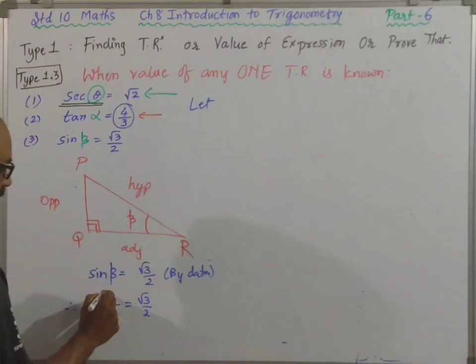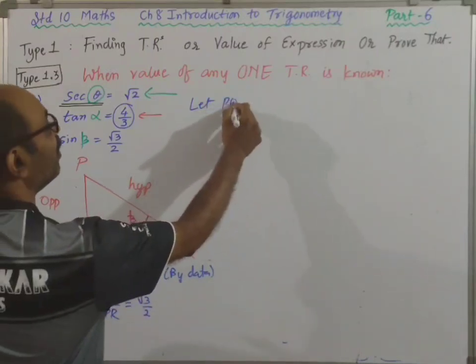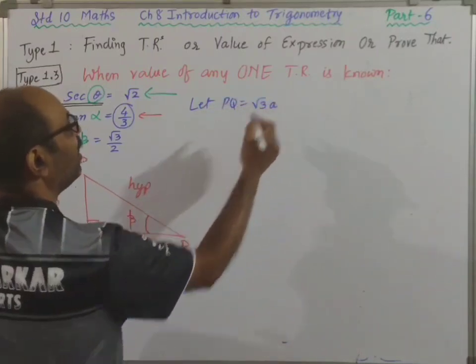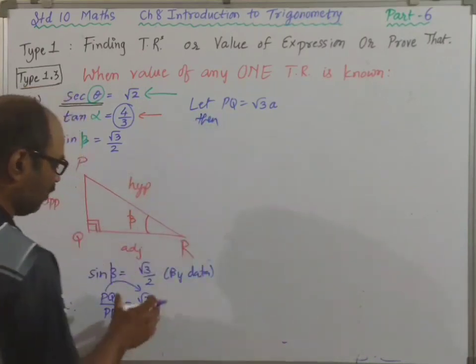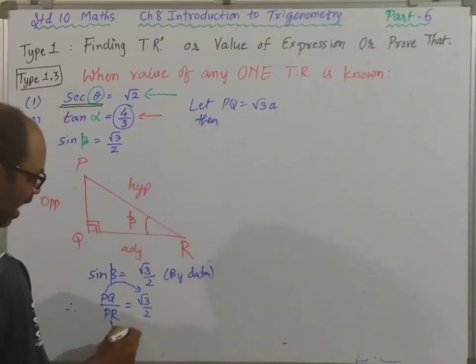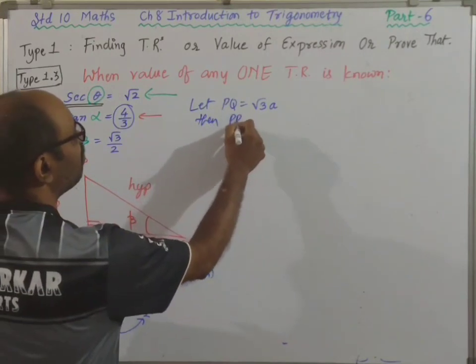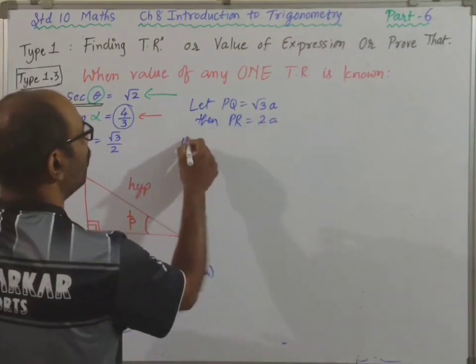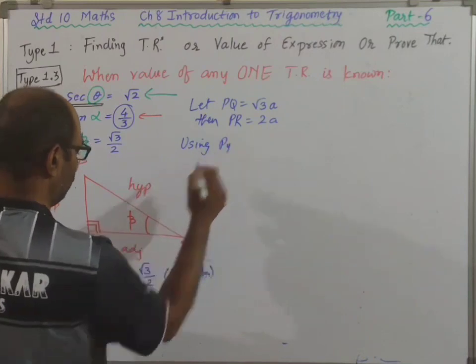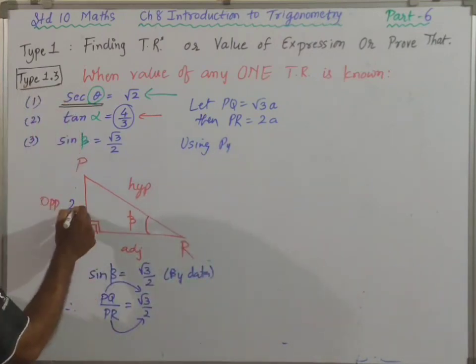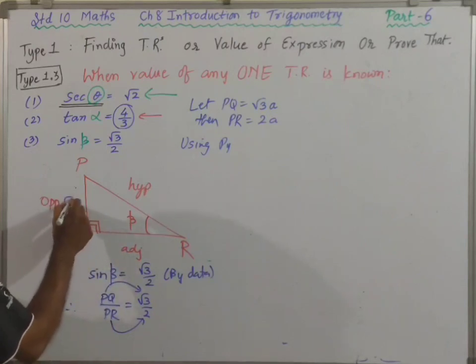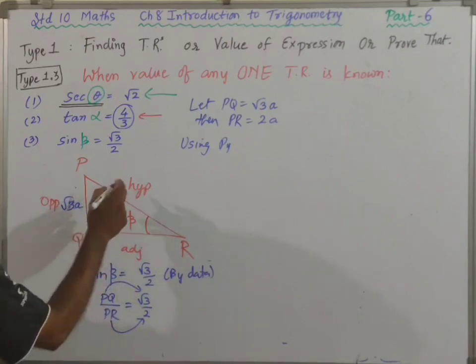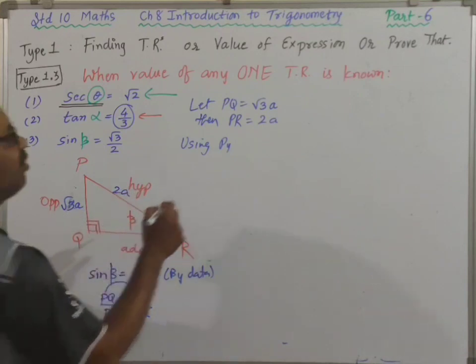Let PQ be equal to root 3 a. I use small a instead of K; normally you take K. Then PR is equal to 2a. So PQ is root 3a and PR is 2a. We have to find out QR.